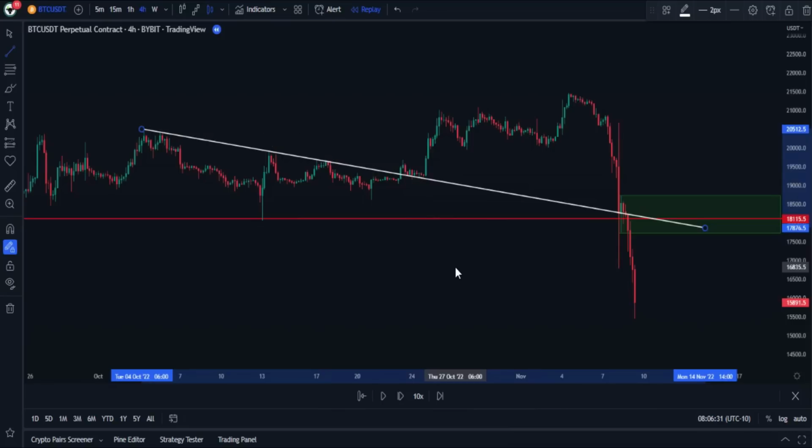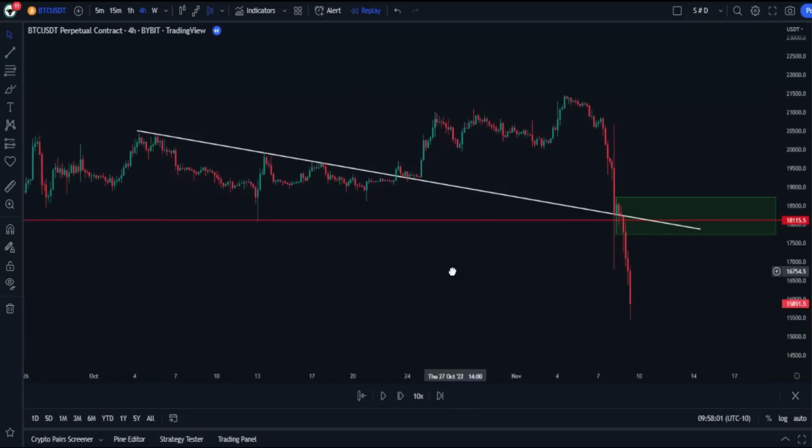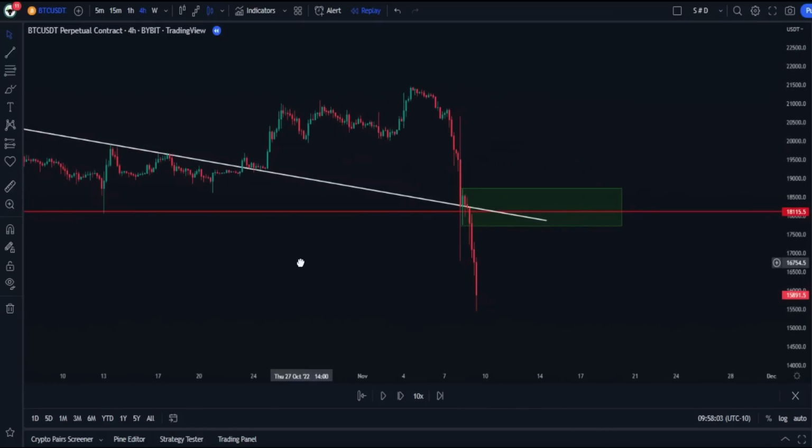Now that we know how to identify entry points within the supply and demand zone, let's see this in action. Well, these levels will be the levels for placing sell orders. The first level is the trend level, and the second level is the previous support level, which has now become a resistance level.